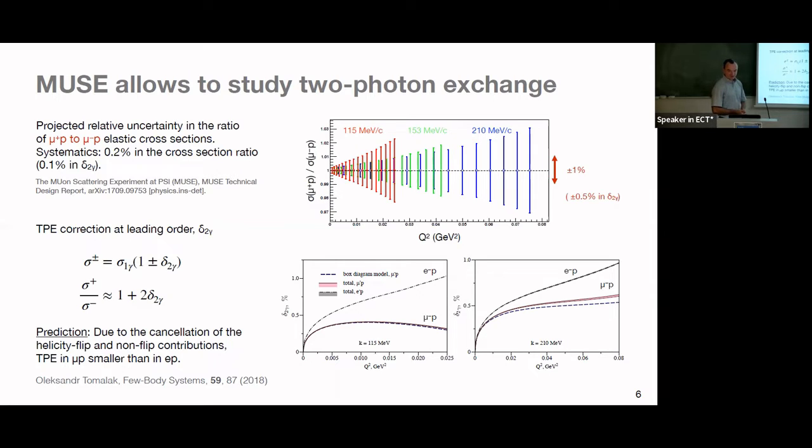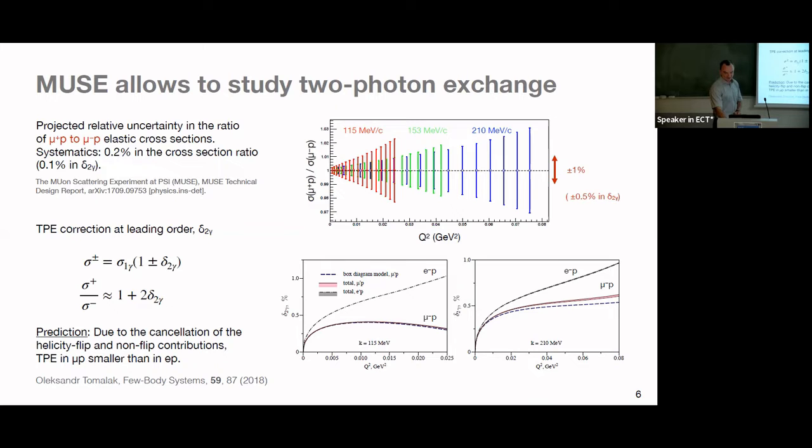I show in the lower right plots from Alexandra Tomalak. Just to give you a scale, expected effects are here of the order of 1%. The Q-square dependence is over a wider range, rather smooth and flat. So if we bin our data a little bit more aggressively, we may certainly be able to contribute to this discussion here. As you can see in this particular model, the expectation is that the two photon exchange effects for electrons and muons are different.